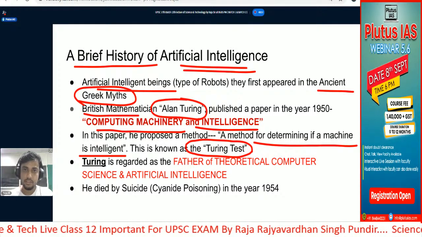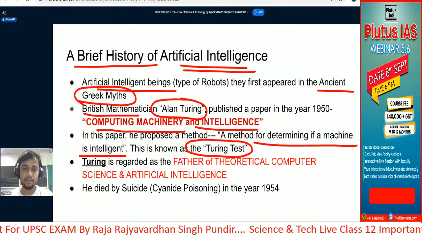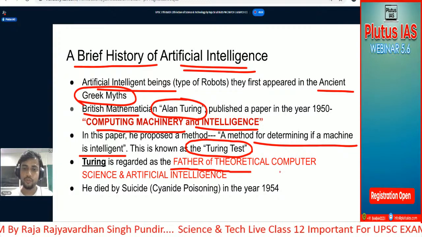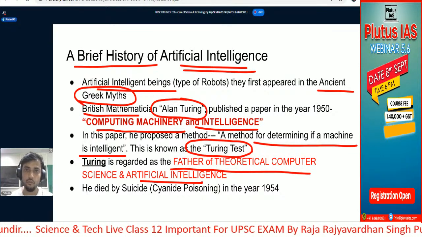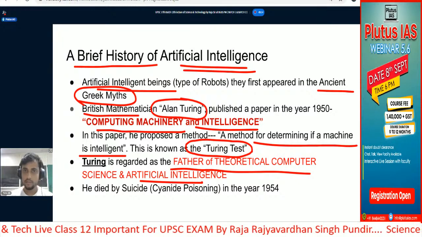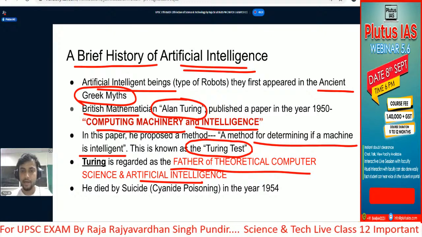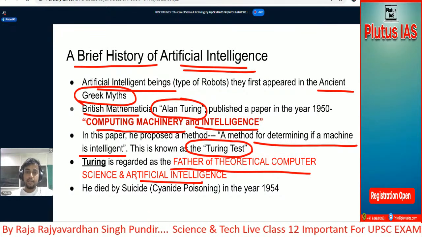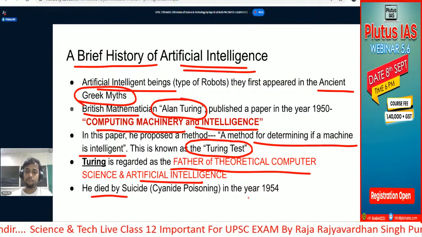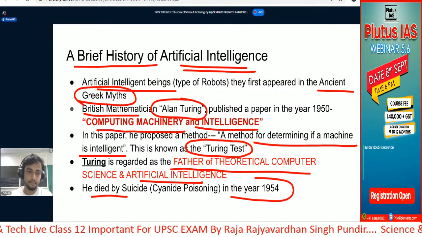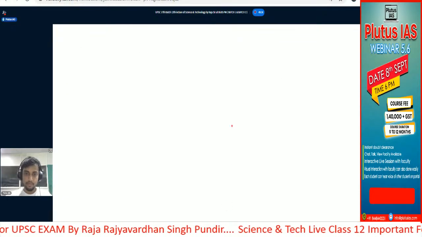The point is, we have to give you a brief history of artificial intelligence. Alan Turing is regarded as the father of theoretical computer science and artificial intelligence. The name is important. If you can remember him, it will be great. Alan Turing was progressing in this field, but in the year 1954, he committed suicide by consuming cyanide.